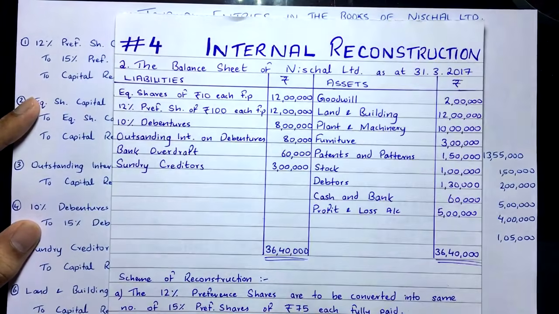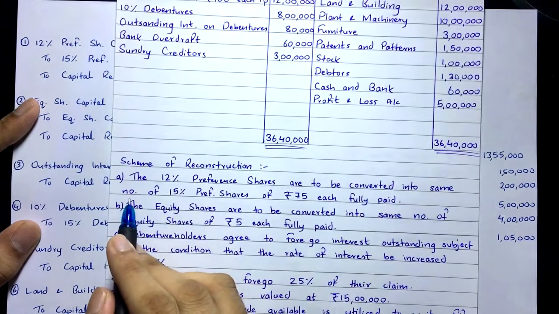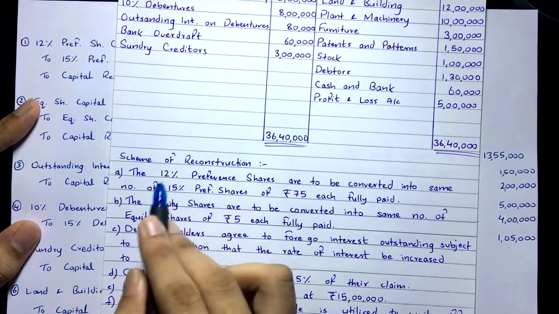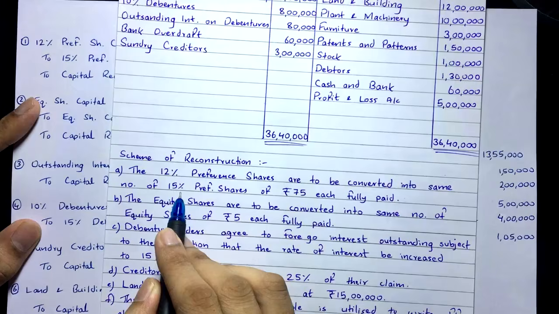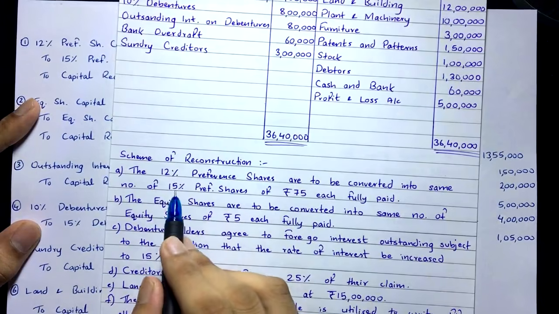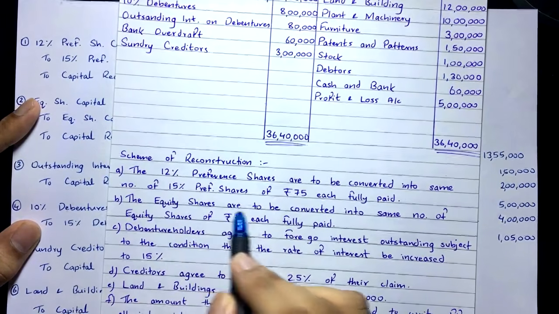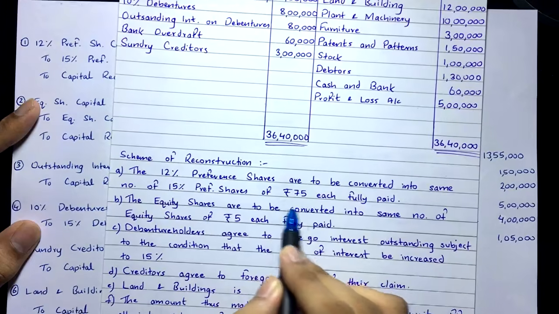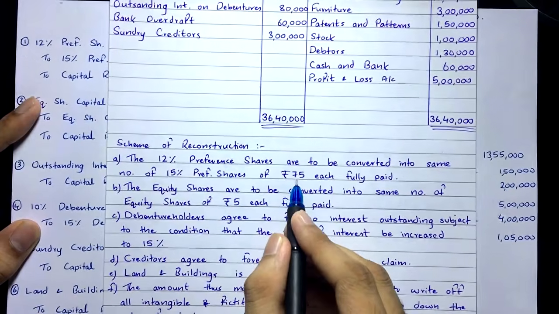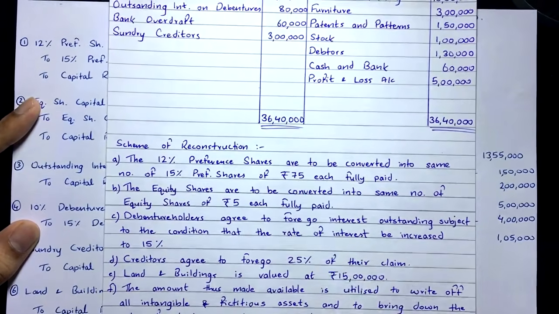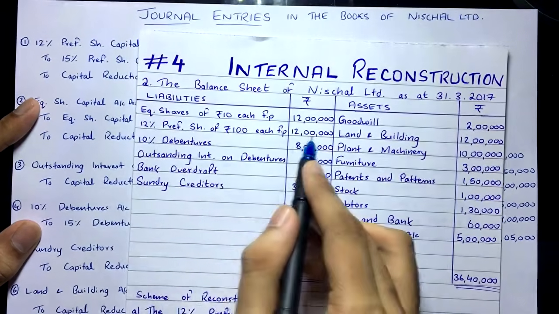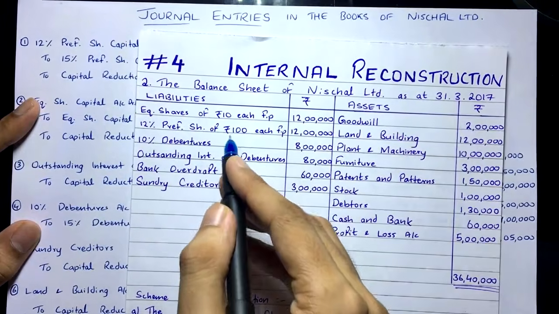Now in this scheme they are saying that the number of shares is not changed, converted into the same number, just the percentage is getting changed. From 12% it is becoming 15%. That's the fixed rate of dividend getting changed. And their face value is getting reduced. The face value was 100, now it is becoming 75. So simple. Whenever there is a reduction in face value, what you have to do is take whatever preference share capital is there in the balance sheet, scrap it off, completely cancel that.